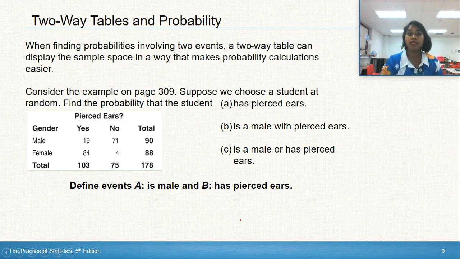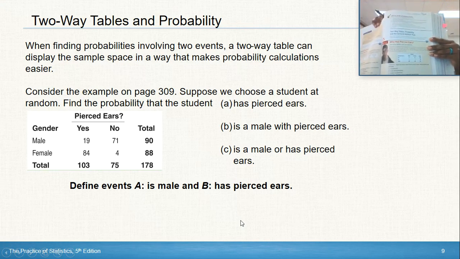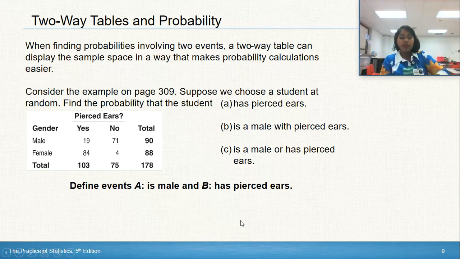When finding probabilities involving two events, a two-way table can display the sample space in a way that makes probability calculations easier. Consider the example on page 309. And so this example has to do with who has pierced ears. And so I've got a little image of it. If you're looking for it in your textbook, it's this little guy right here. We're on page 309, but I've got all the information right here. You don't really need to go to the textbook unless you want to.